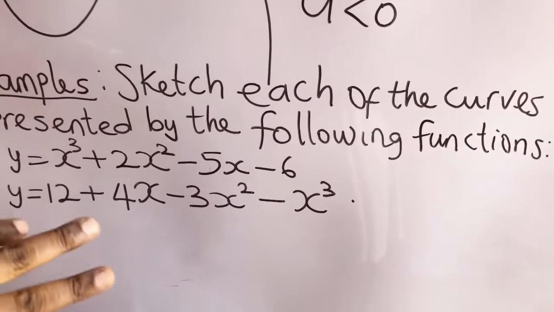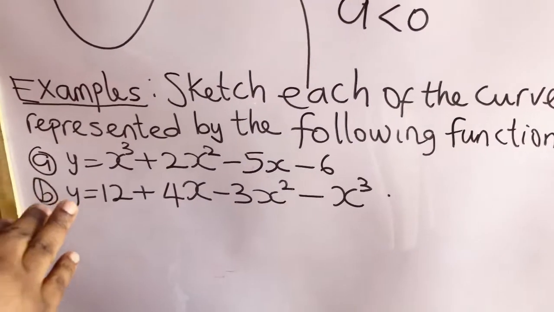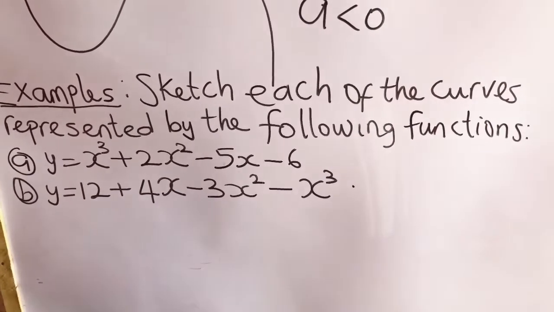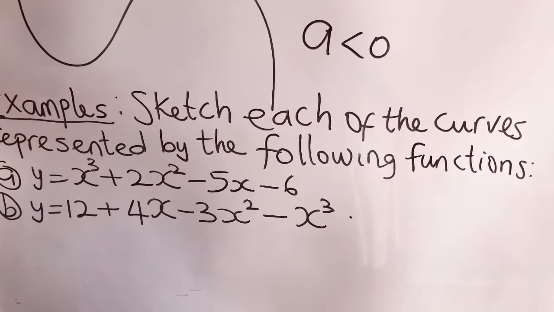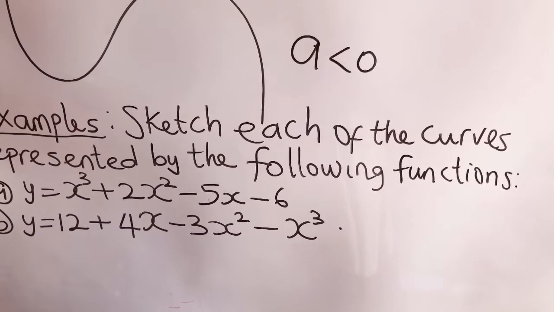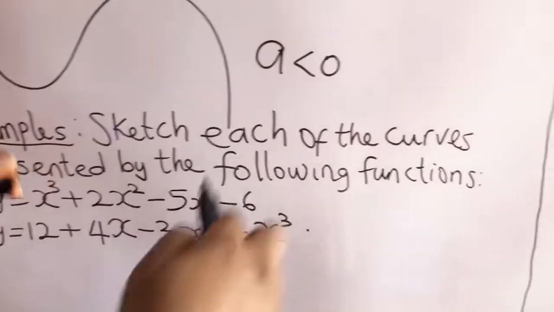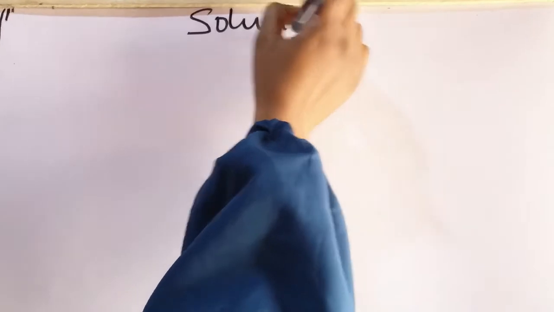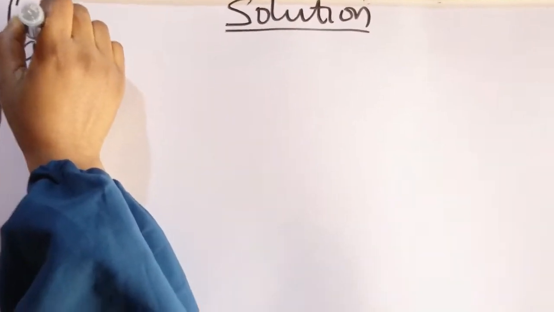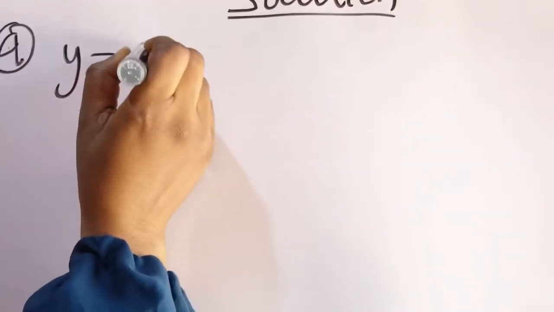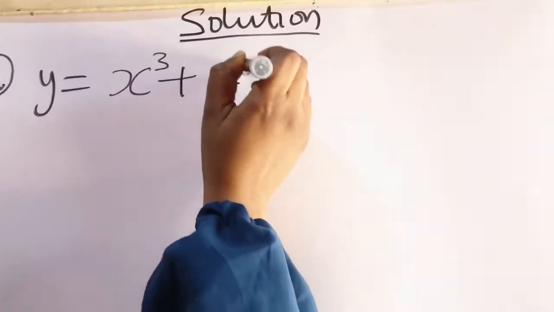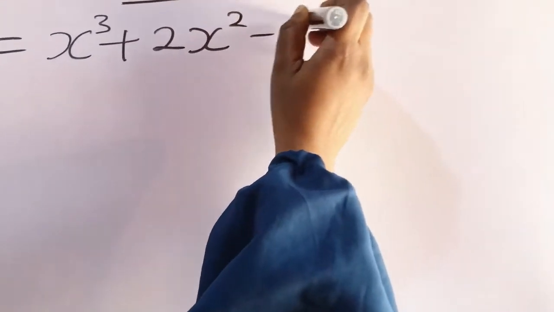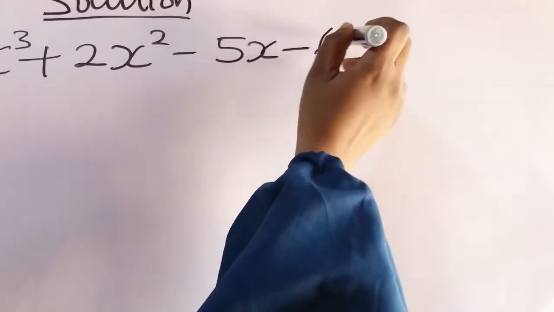Sketch each of the curves represented by the following functions. A, y is equal to x cubed plus 2x squared minus 5x minus 6. B, y is equal to 12 plus 4x minus 3x squared minus x cubed. Solution. A, y is equal to x cubed plus 2x squared minus 5x minus 6.